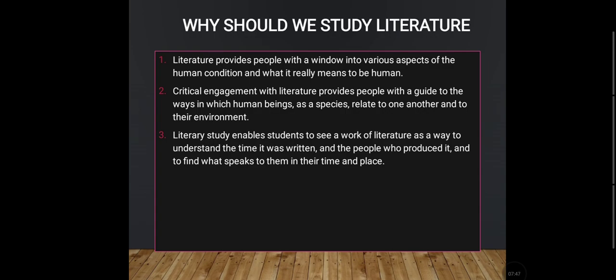So for example, if today someone reads a story that was written in the early 70s or early 90s, he or she is going to appreciate the kind of life that people were enjoying by then, just because literature enables readers to know the time it was produced, who produced it, and the place where it was produced.